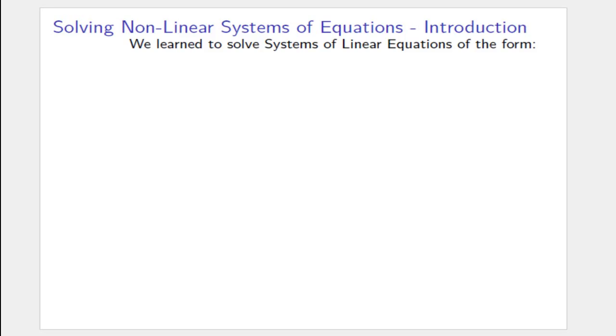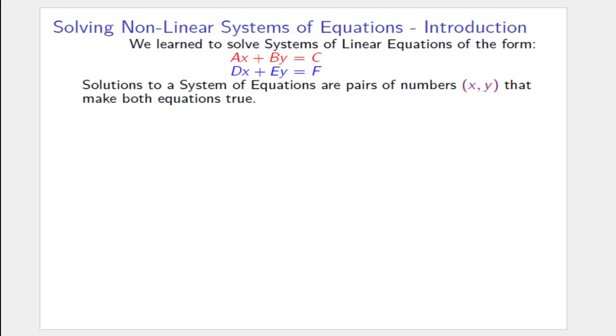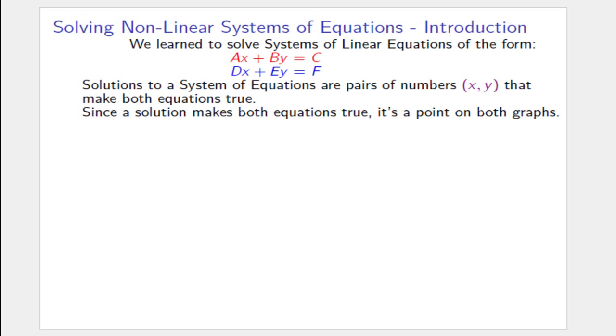Previously, we learned to solve systems of linear equations of the form ax plus by equals c and dx plus ey equals f. Solutions to a system of equations are pairs of numbers x and y that make both equations true simultaneously. Since a solution makes both equations true, it's a point on both graphs.